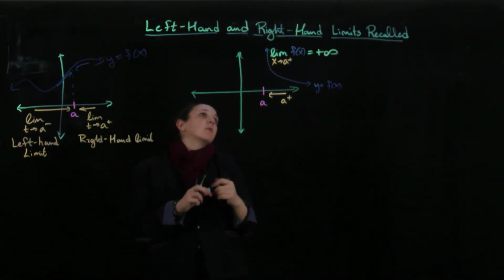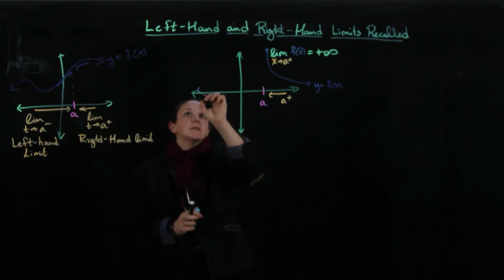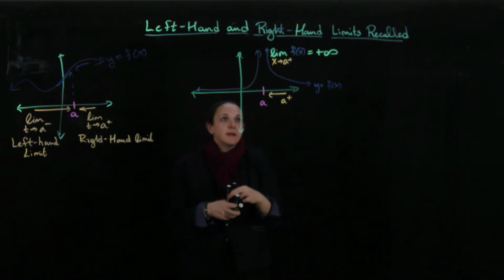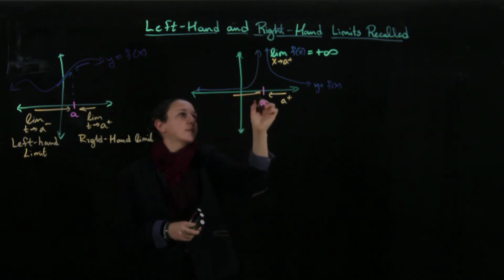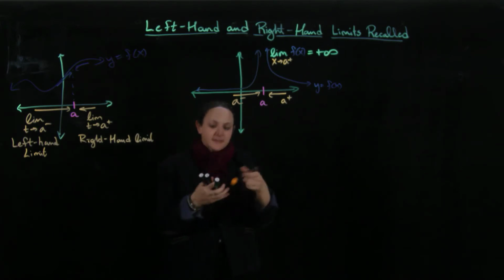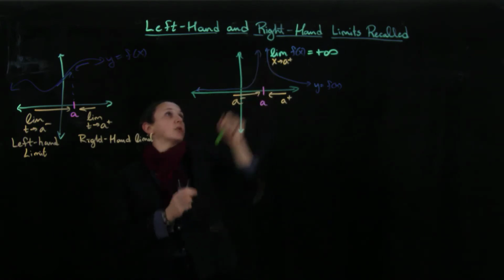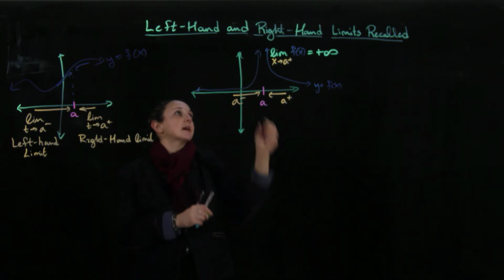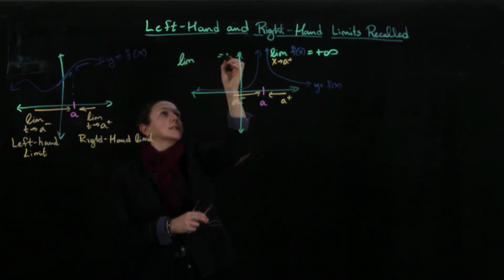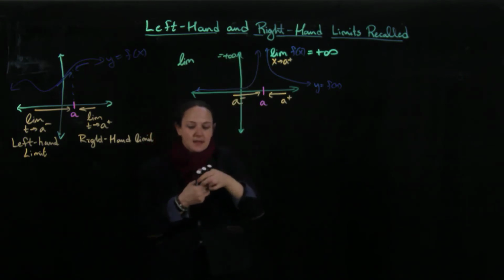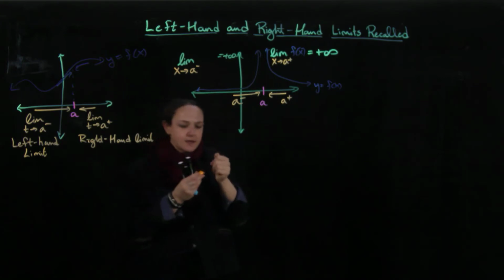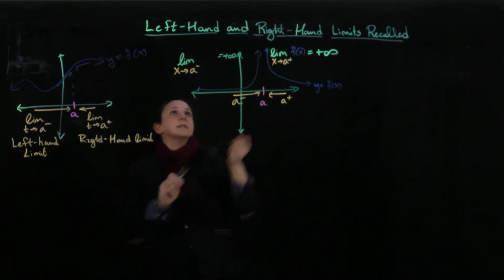And I could do a similar thing over here. In this picture, this is how I approach it from the left, and again I approach plus infinity as I approach from that side. So in this circumstance, the limit is going to equal plus infinity as x goes to a from this side of f of x.